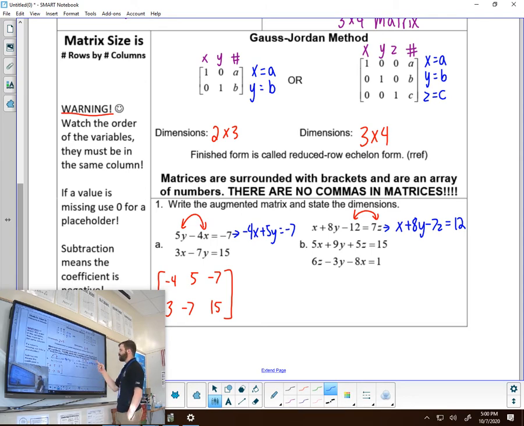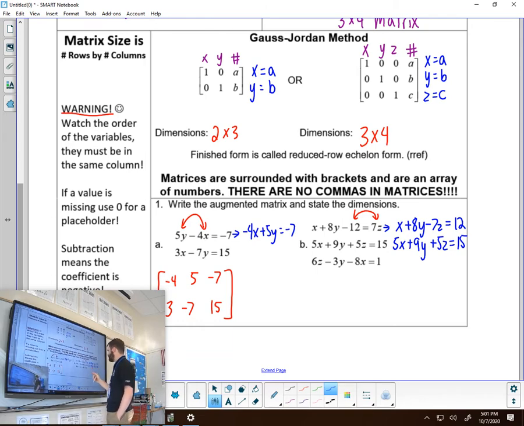This one's all in the right order. We have x, y, z, equal sign, whole number. So we're just going to write this over again just to make it lined up over here. 5x plus 9y plus 5z equals 15.